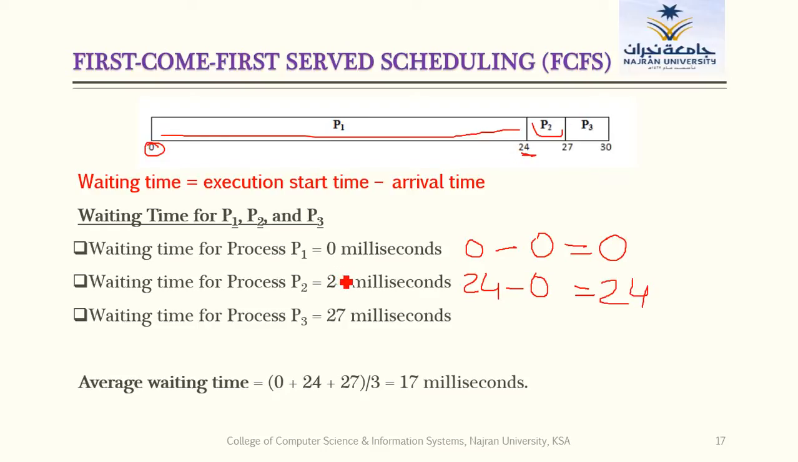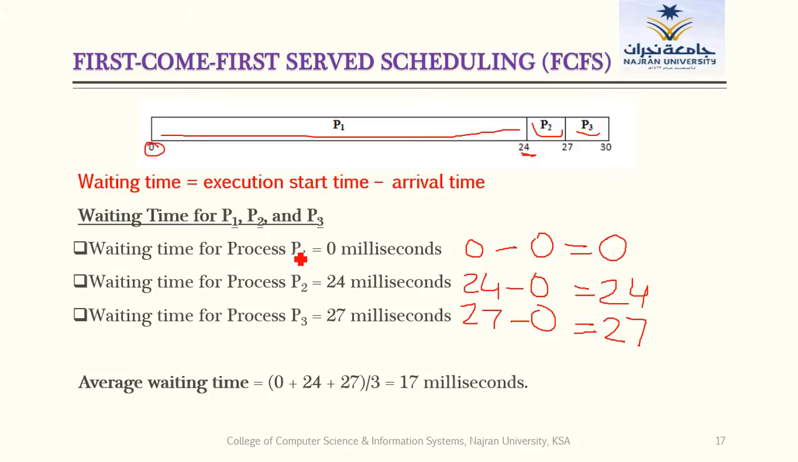So waiting time for process P2 is 24. Then we have the third process, that is P3. So what is the execution start time for process P3? It is 27 minus what is arrival time? It is 0. So it is 27.